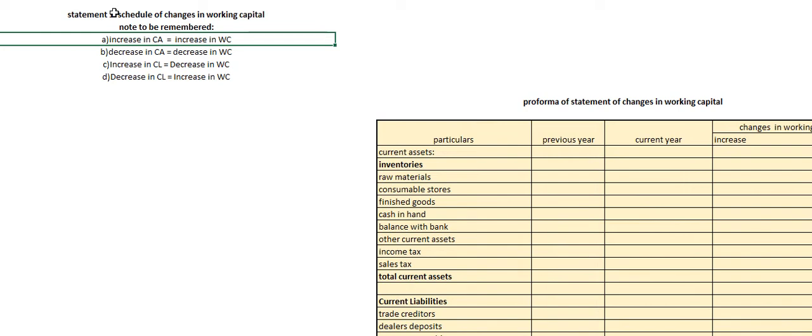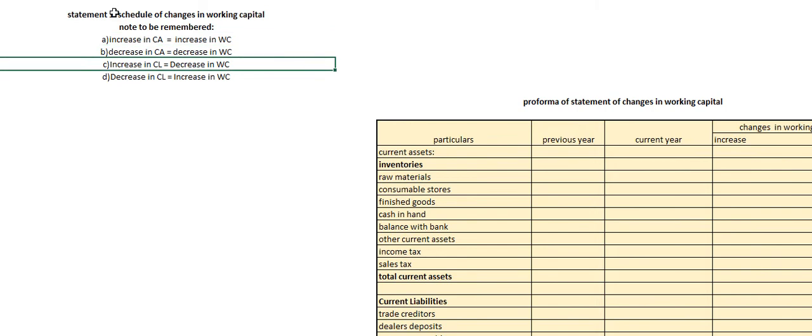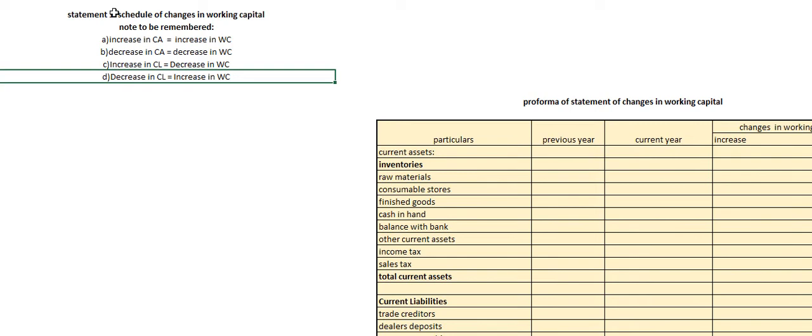When there is an increase in current asset, it leads to an increase in working capital. And when there is a decrease in current asset, it leads to a decrease in working capital. So the current asset has a direct proportion with the working capital. And when there is an increase in current liability, it leads to a decrease in working capital. And when there is a decrease in current liability, it leads to an increase in working capital. So your current liability has an inverse proportion with the working capital.